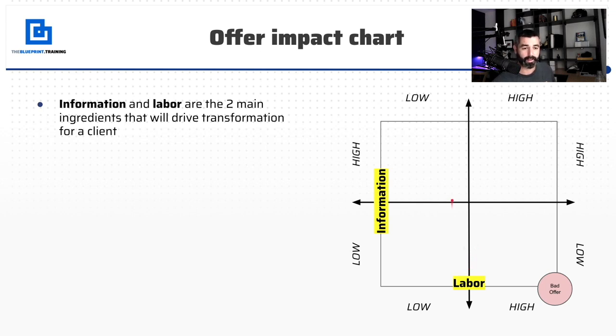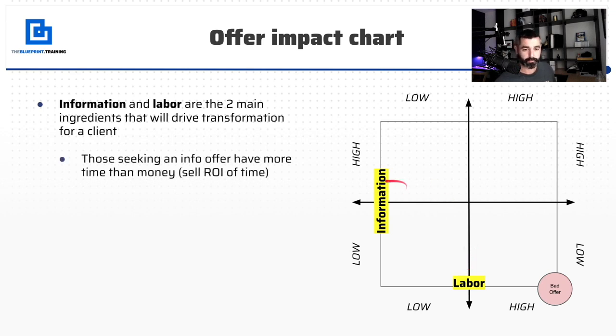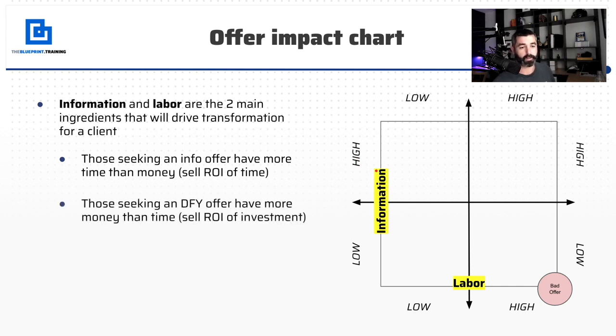So again, when we look at these two types of things, those in the market who are seeking an offer that has more information are going to have more time than money, right? Somebody looking for a training product is going to have more time to learn it than money to execute it. On the opposite side of the coin, if you're offering a completely done for you SEO service or any type of service, the people that you're selling to are generally going to have a lot less time, meaning they want you to execute it, and more money to pay for it.